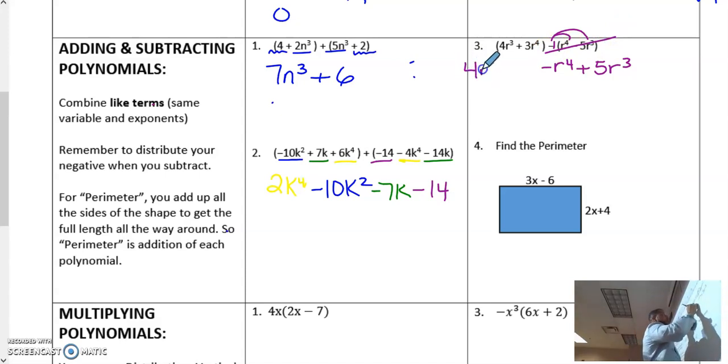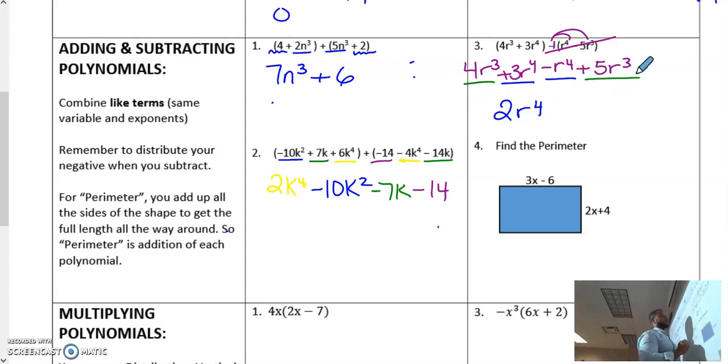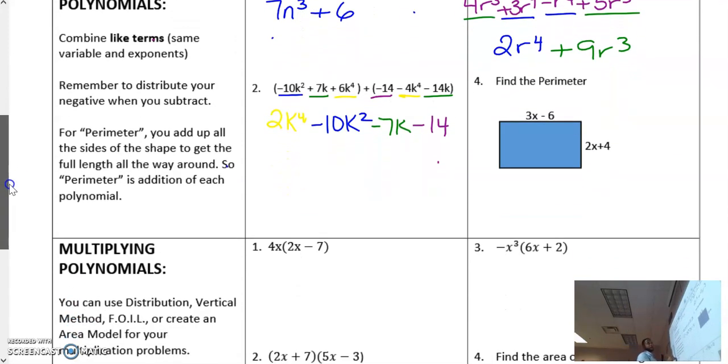You could technically, let's bring all this down, 3r to the fourth, and then combine like terms. So let's start with the r to the fourths. We have 3r to the fourth and negative r to the fourth. That becomes 2r to the fourth. And then we have 4r to the third and 5r to the third. That becomes 9r to the third. And that's your answer. You're done. If you need to rewind, you can.